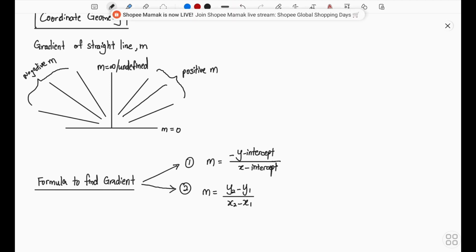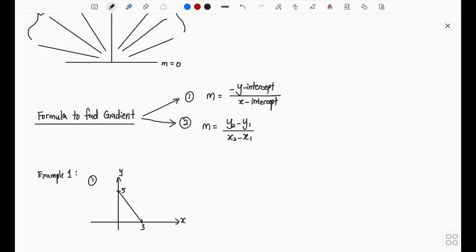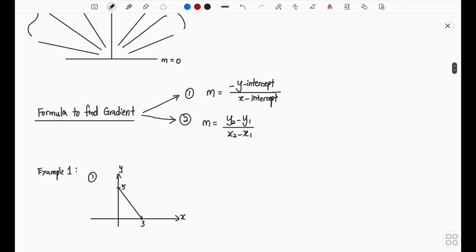So let us try one question. Now looking at the picture, you can see that your straight line is touching your y-axis and x-axis at 5 and 3 respectively. So from here, I can immediately use the first formula because my x-intercept and y-intercept is given. So by using the first formula, all I need to do is just to sub in the values into the formula, and that would give me my answer as negative 5/3, and that is your gradient for that line.